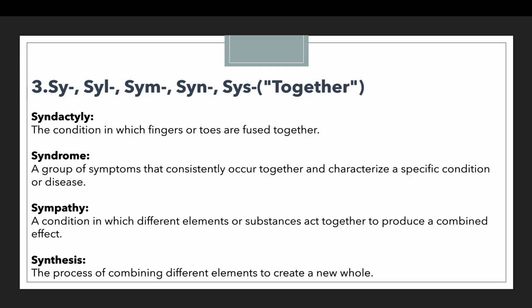Then we have a third prefix, which is a combination of multiple alternative prefixes that are used for the same purpose. So I just combined those prefixes, and it is like this: sy, syl, sym, syn, and sys. So these prefixes are all used in order to showcase something as together. You got my point? So when you want to produce a sound of together, then in that case you will use the prefix sy, syl, sym, syn, or sys.